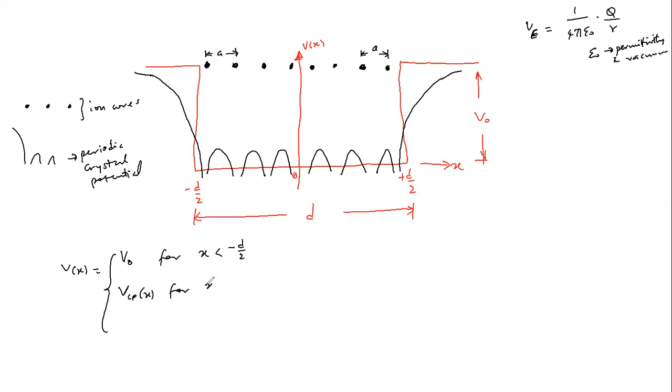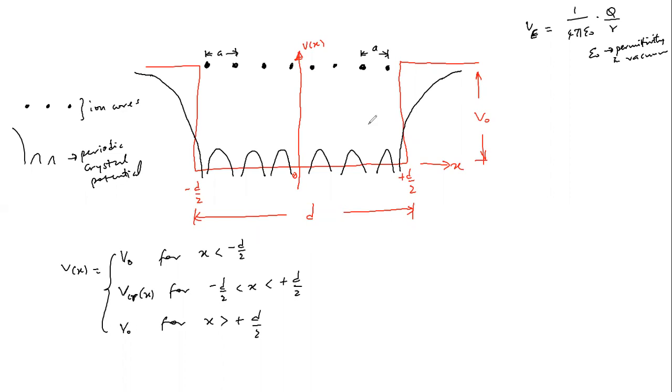for minus d over 2 less than x less than plus d over 2. And then V naught again, V for x greater than positive d over 2. So at the side of it, we have V naught, okay? That's V naught here. So right in here, we have the V sub CR. It's for the crystal within this dimension.